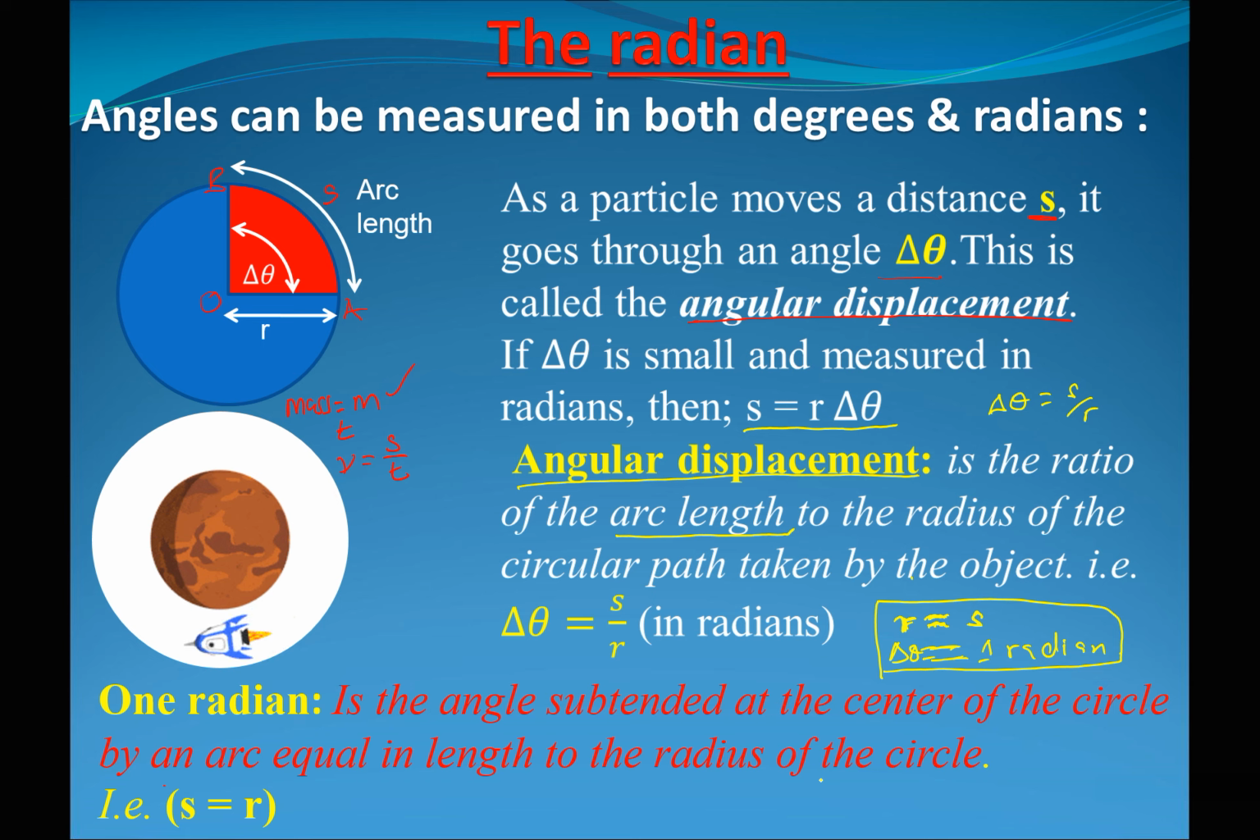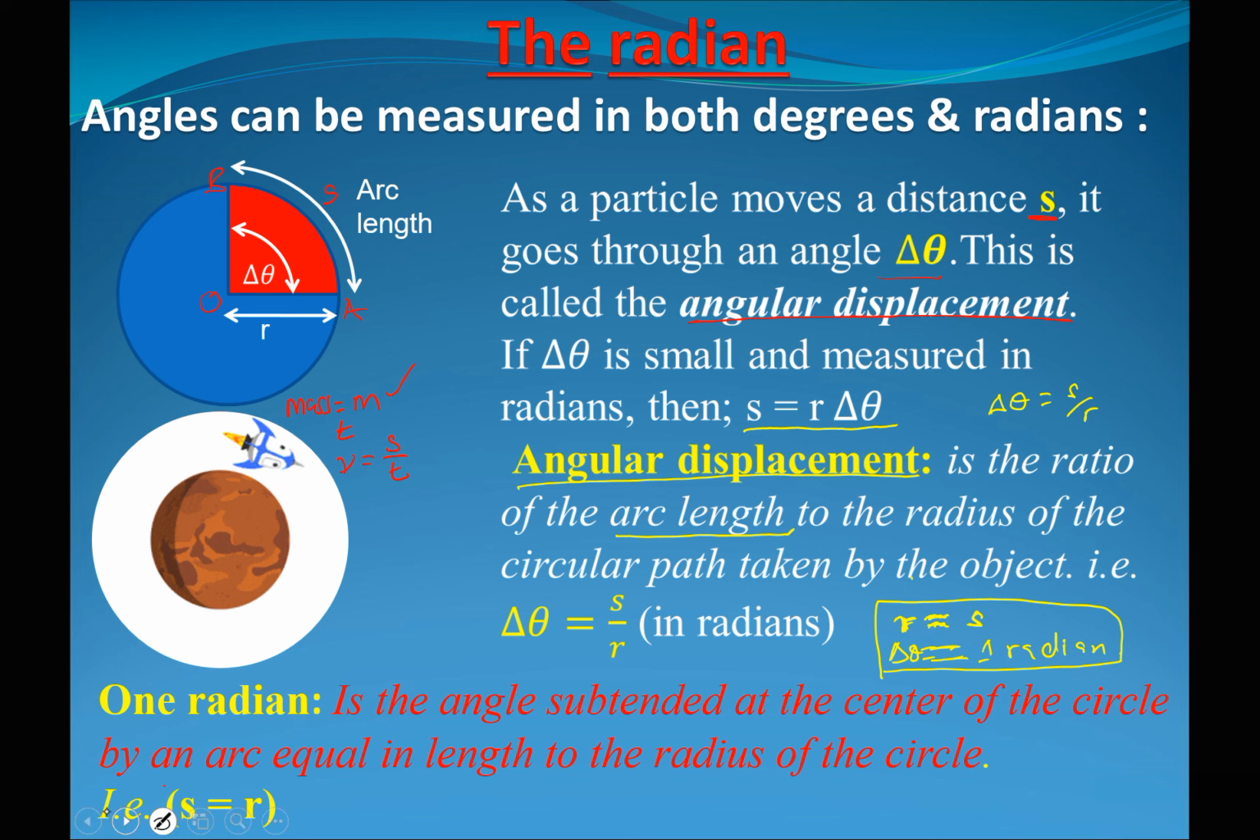Many times you'll be asked to define a radian. The angle subtended at the center of a circle by an arc equal in length to the radius of the circle. That's what we call the radian.